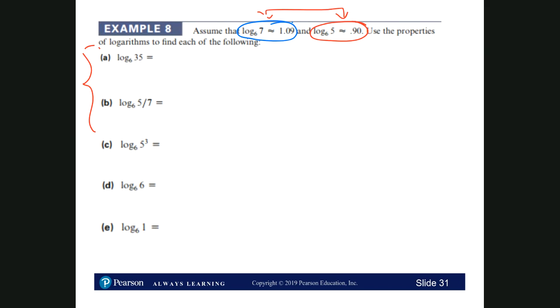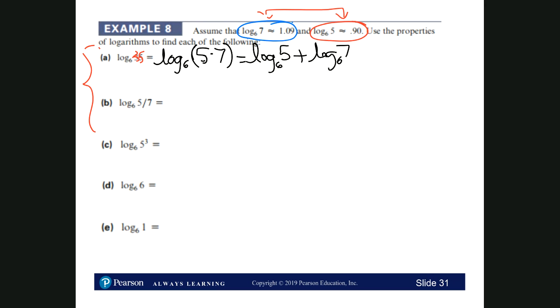So we have here the log of 35, and 35 could be factored as 5 times 7. So I will start by writing it that way. Log base 6 of the product of 5 times 7. So if I expand that, it will become log of 5 base 6 plus log of 7 base 6.